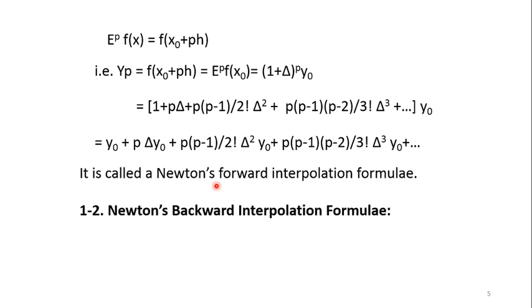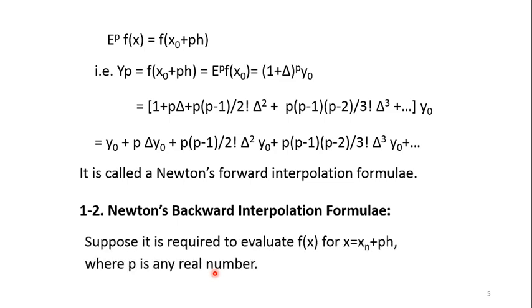Now we concentrate on backward interpolation, in which we use the backward difference in place of the forward difference. Suppose that it is required to evaluate f(x) for x equal to xn plus ph, where p is any real number. E raised to p of f(x) equals similarly f(xn plus ph).